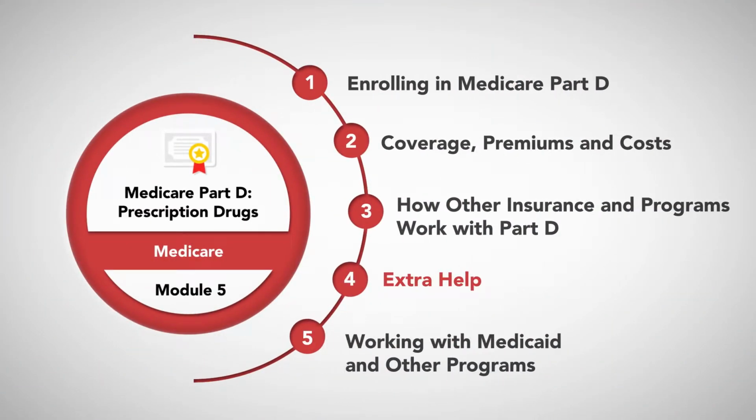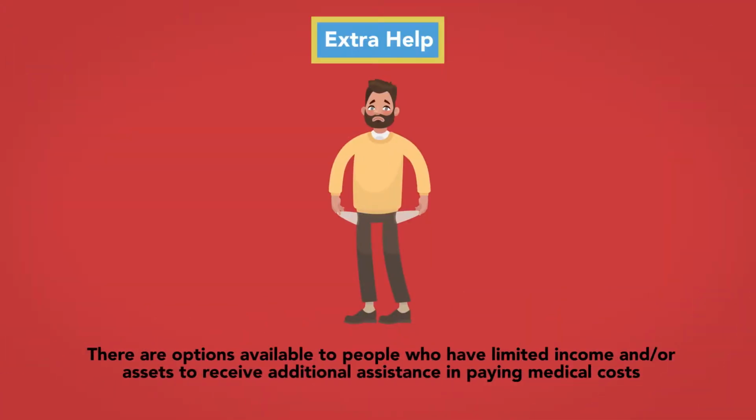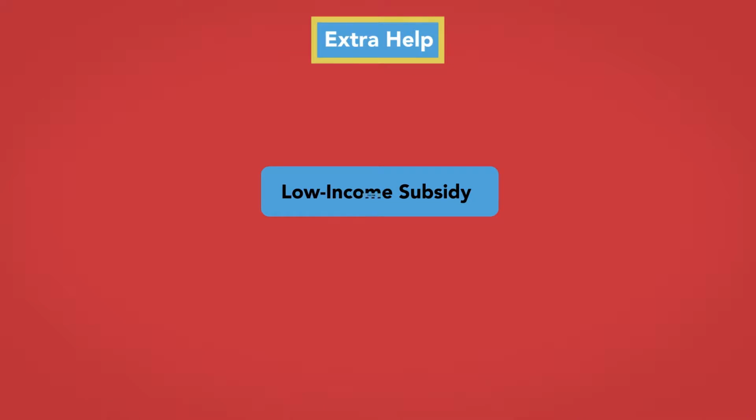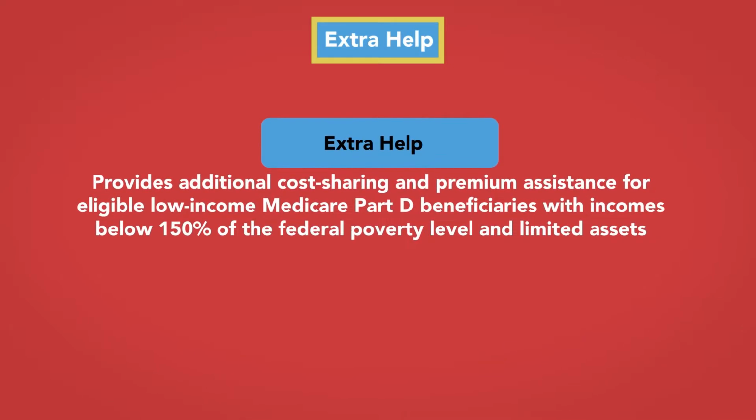Extra help. There are options available to people who have limited incomes and/or assets to receive additional assistance in paying medical costs. These include extra help for prescription drugs and Medicaid for healthcare coverage. The low-income subsidy, also known as extra help, provides additional cost-sharing and premium assistance for eligible low-income Medicare Part D beneficiaries, with incomes below 150% of the federal poverty level and limited assets.